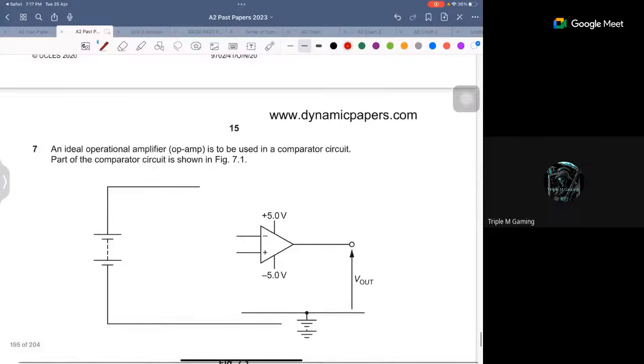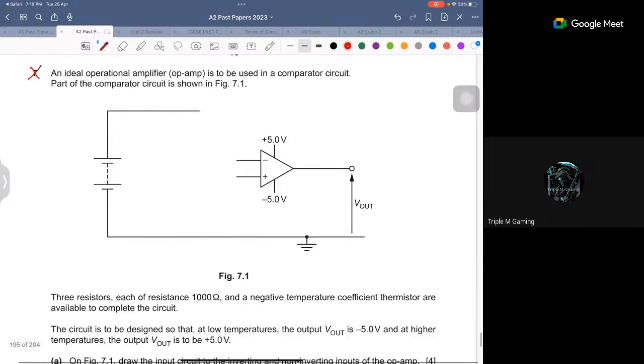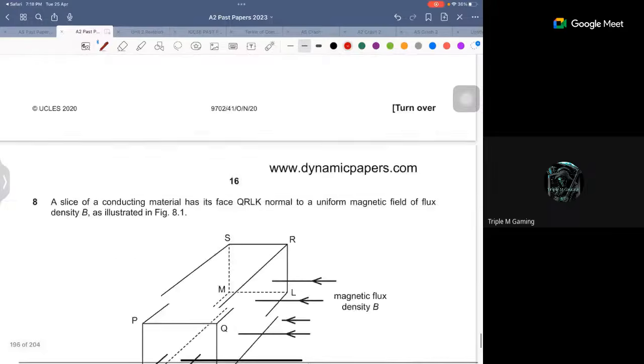No brainer really. Okay, this is out of the syllabus. I also used to love this chapter, so easy.